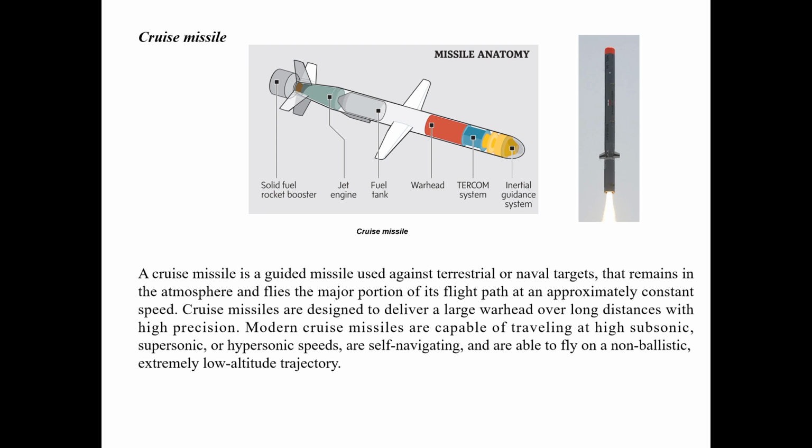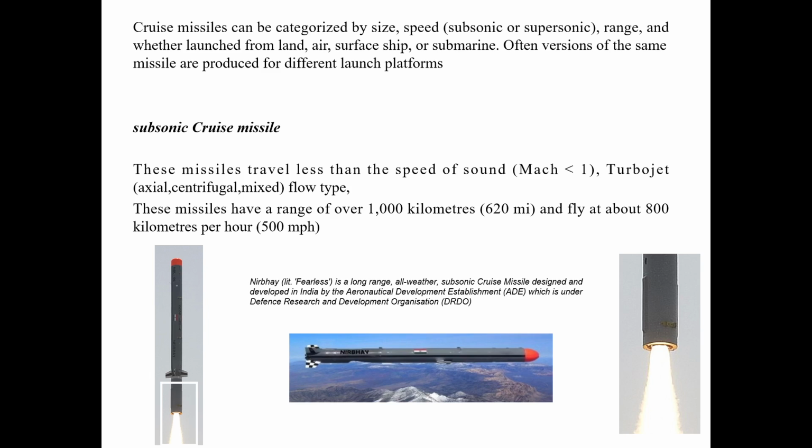So cruise missiles are designed to deliver a large warhead over long distance with high precision. Modern cruise missiles are capable of traveling at high subsonic, supersonic, or hypersonic speed. So coming to a subsonic cruise missile, basically, the cruise missile travels less than Mach 1.